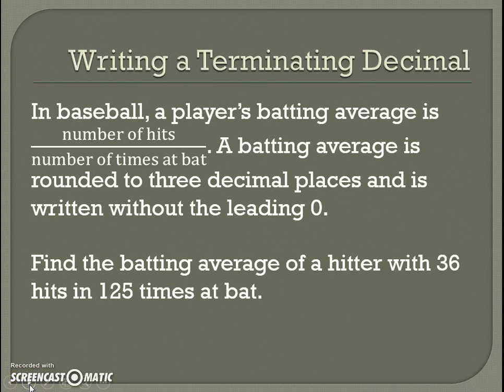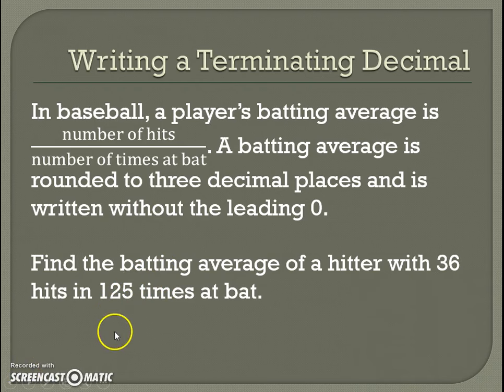Okay, so how do you write a terminating decimal? Well, here we have a problem that we're going to go through. It says, in baseball, a player's batting average is his number of hits divided by the number of times at bat. Remember, this bar right here in a fraction means division. A batting average is rounded to 3 decimal places and written without the leading zero. Find the batting average of a hitter with 36 hits and 125 times at bat.